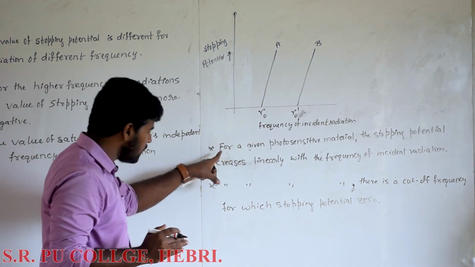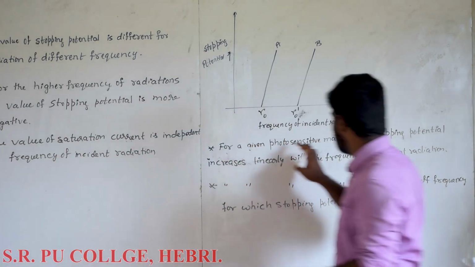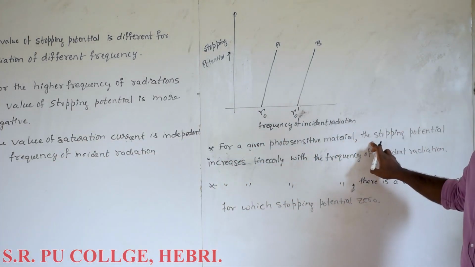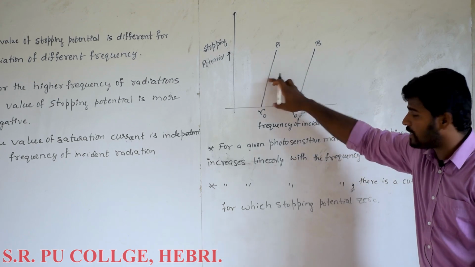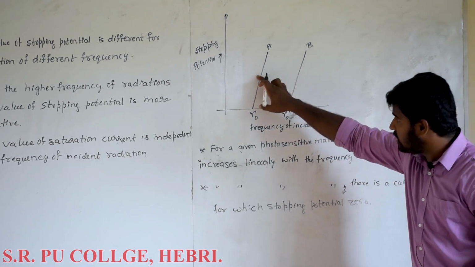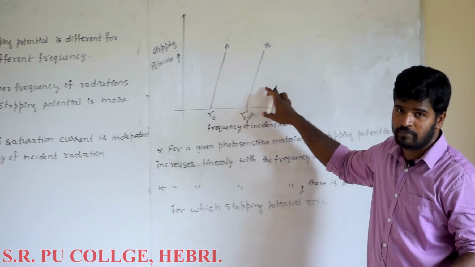Therefore, the stopping potential with respect to the frequency of incident radiation for the two different metals, for that the experimental conclusion for a given photosensitive material. These two materials, or these two metals, are considered as photosensitive materials.